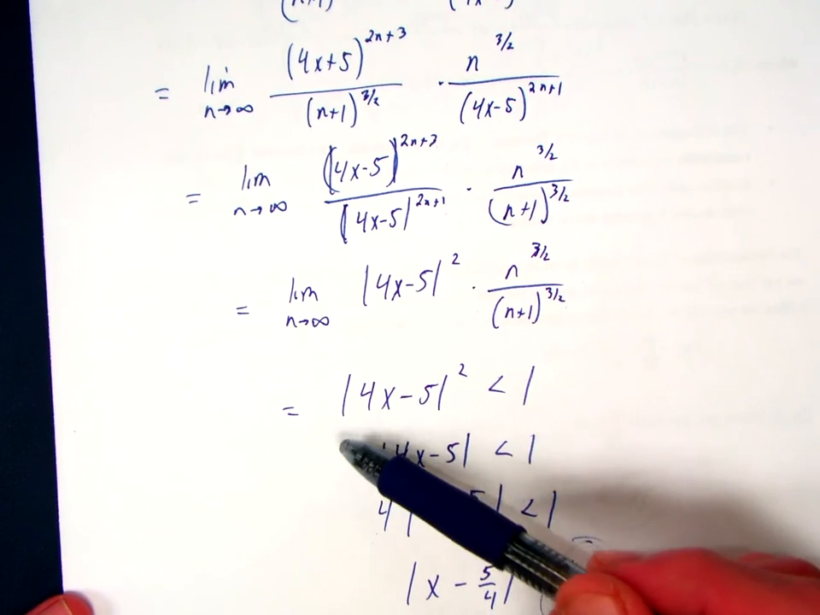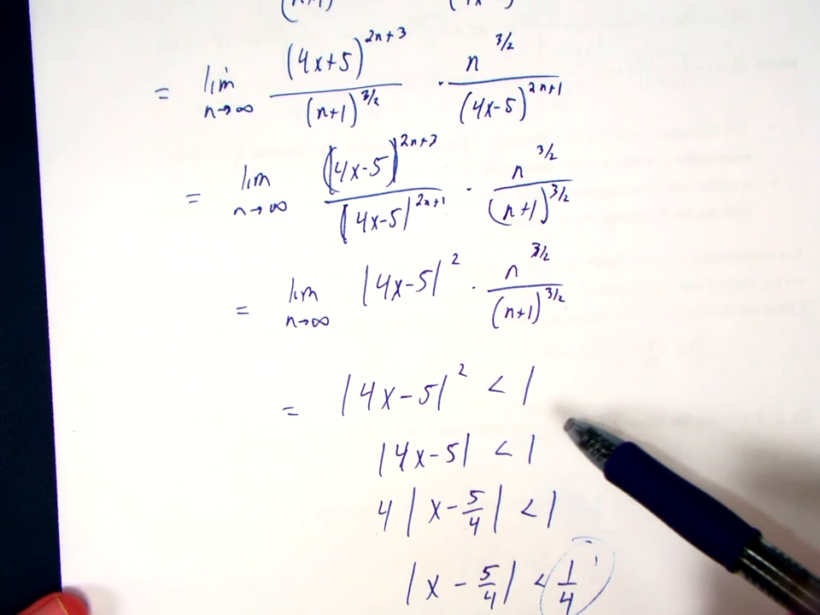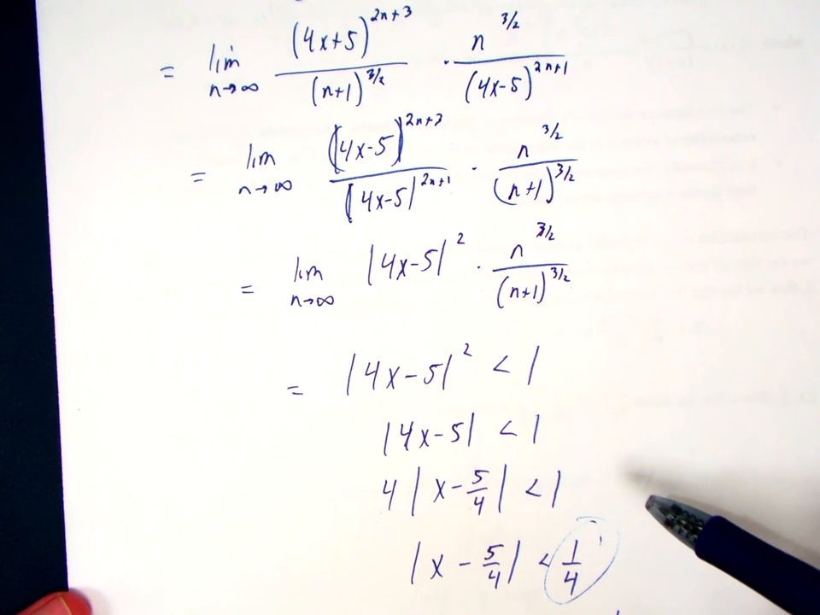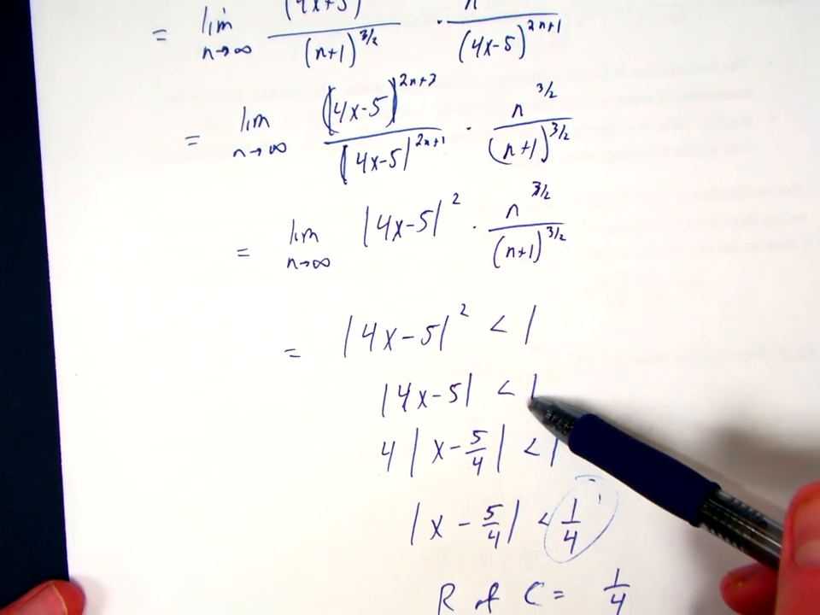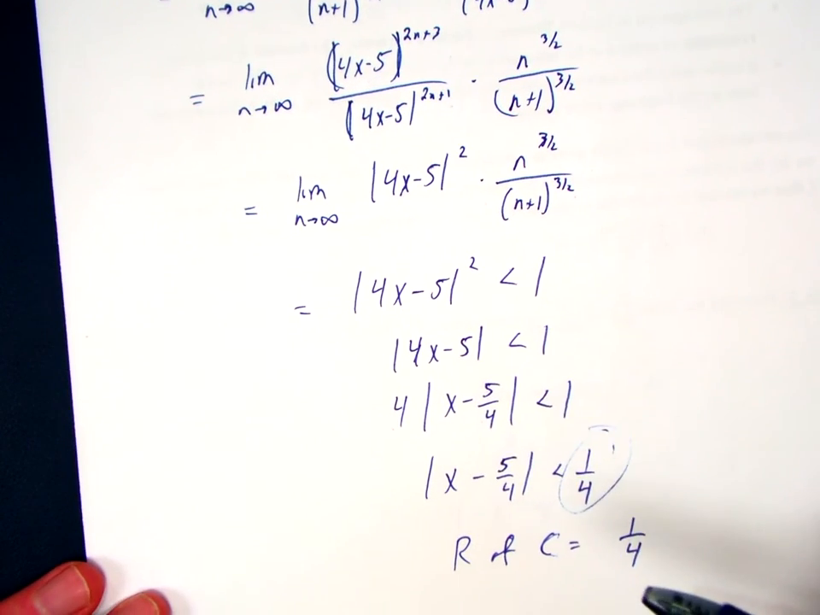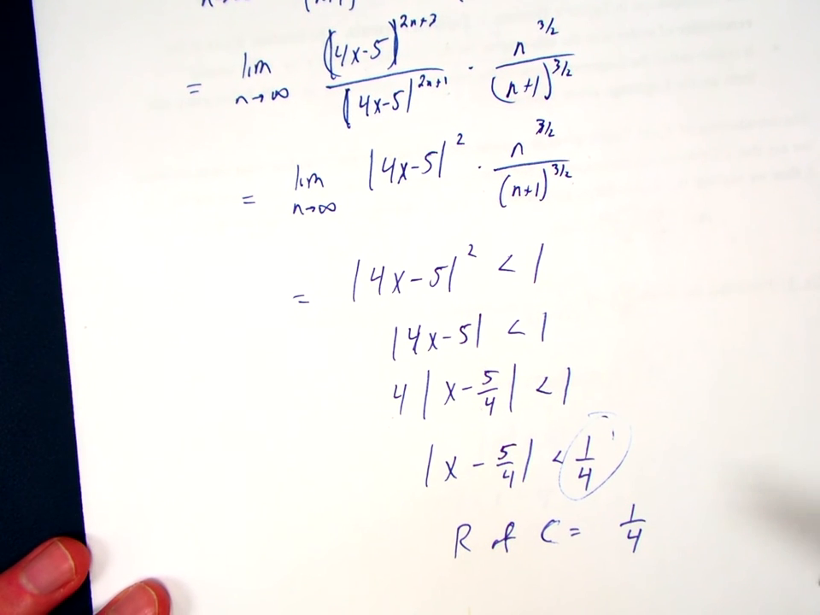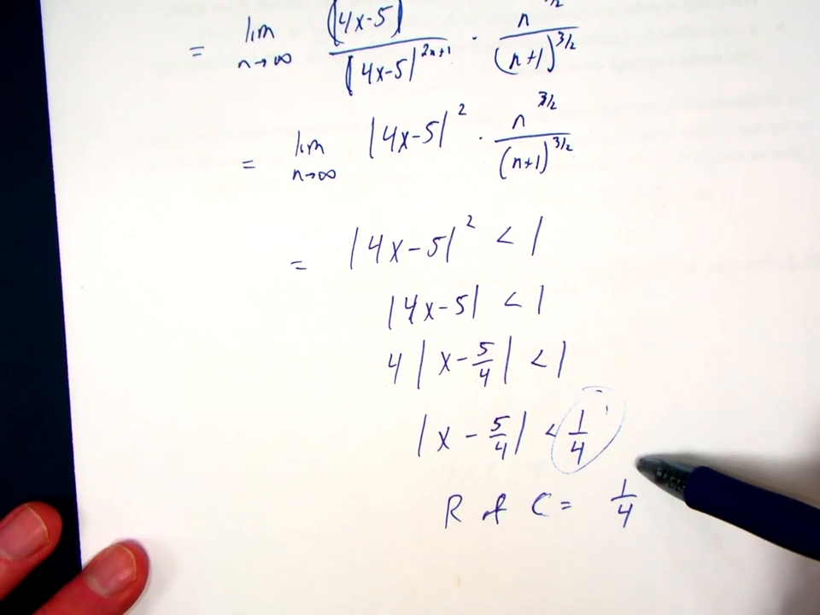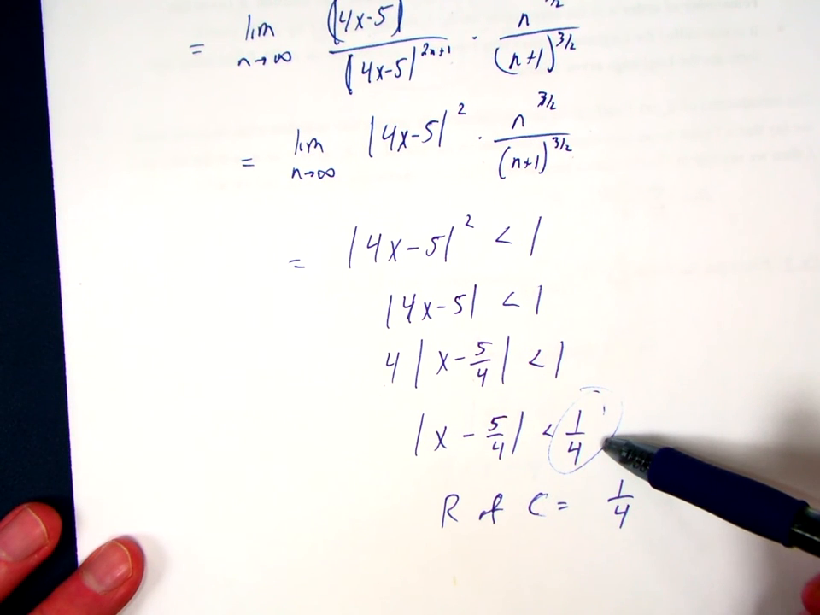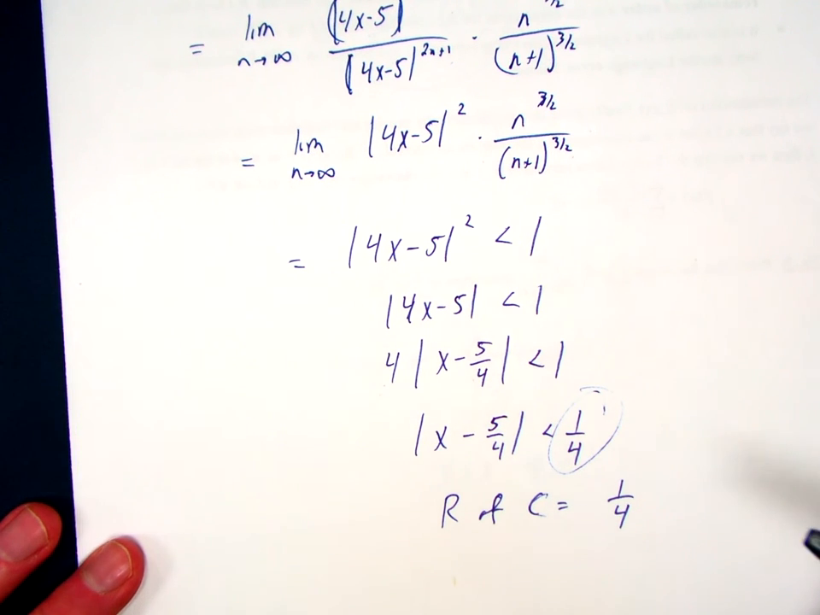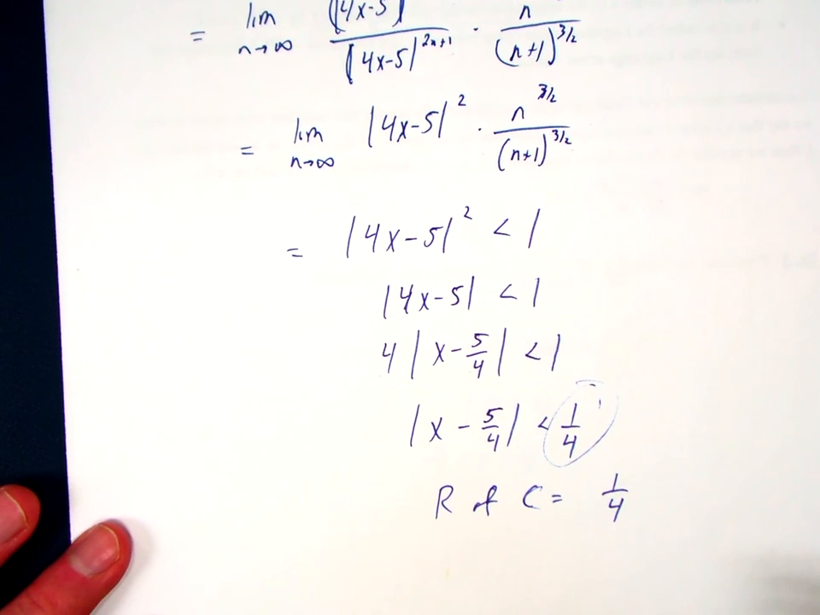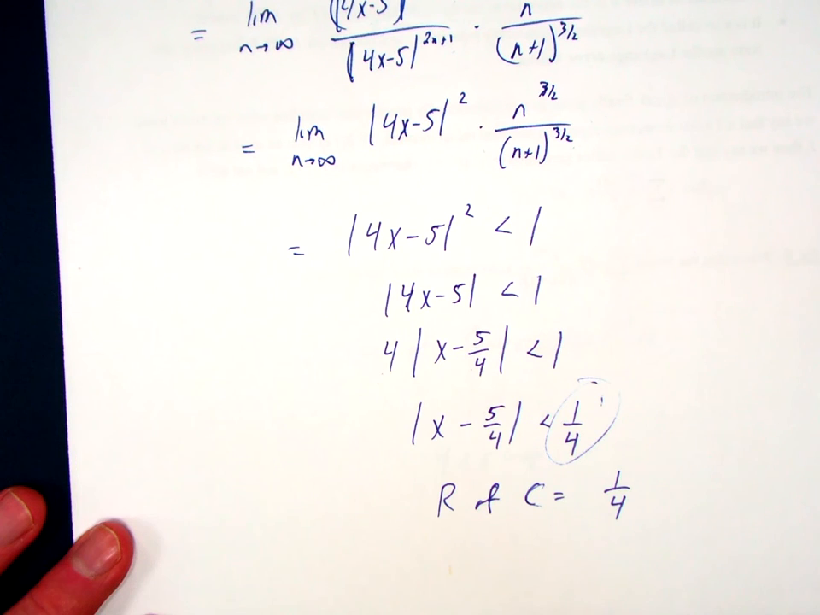And then you're left with absolute value of 4x minus 5 squared is less than 1. And then you square root both sides of the inequality, but that still stays a 1. And then now you factor out the 4 and divide by 4. So you have a series with a center at 5/4 and a radius of convergence of 1/4. So to find the interval, then you start with 5/4, you add and subtract 1/4 from there. But again, we'll talk about the interval of convergence later. All I want you to focus on is now.